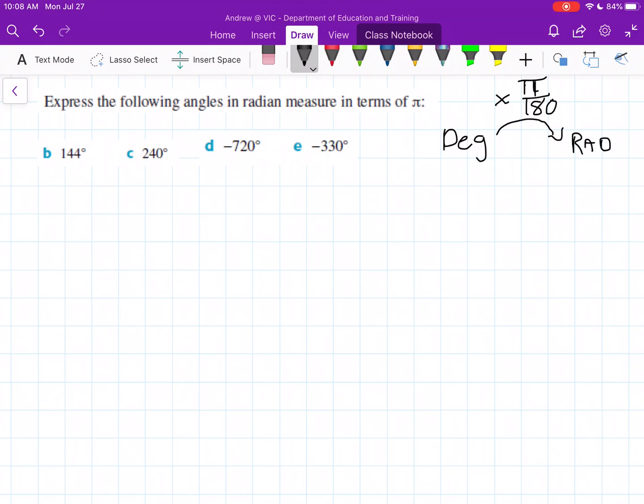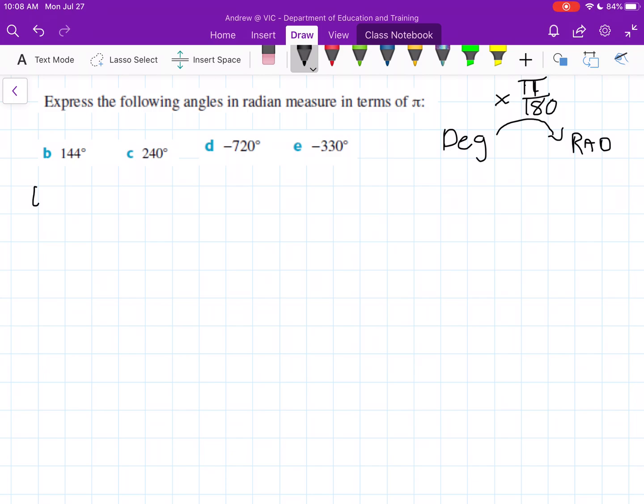G'day everyone, so in this video we're going to be looking at how to convert degrees to radians. The only thing to really remember here is when converting degrees to radians you need to multiply by pi on 180, and I'll go through a couple of examples of how we do that.